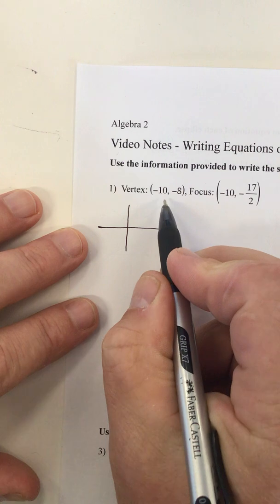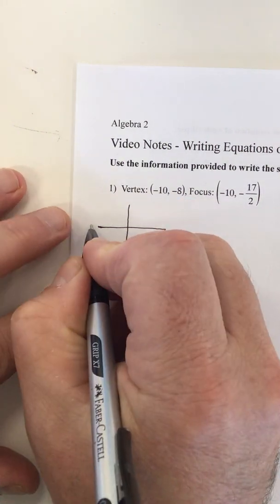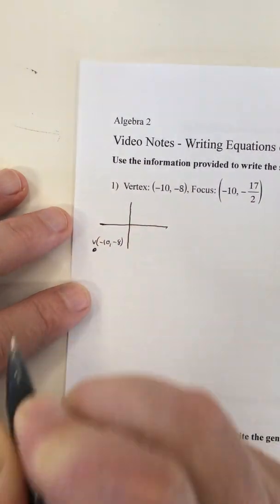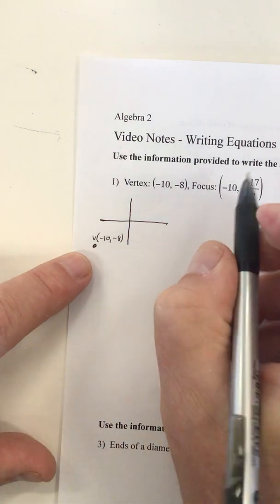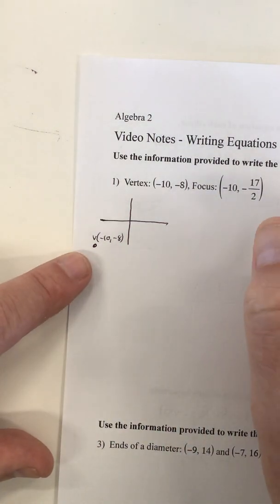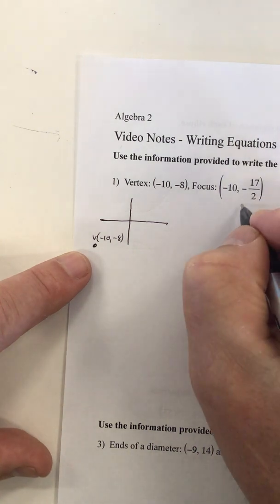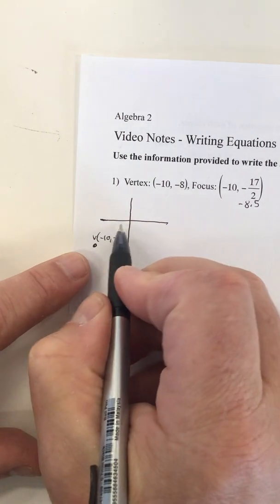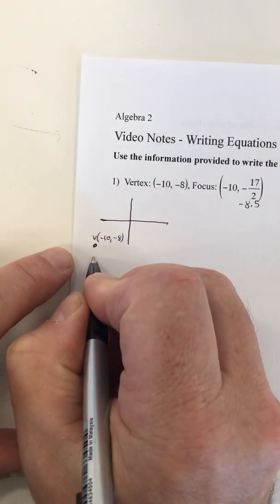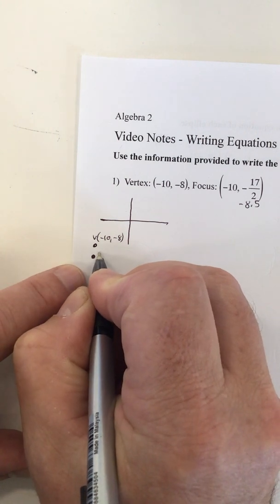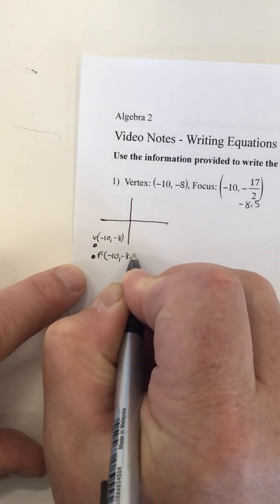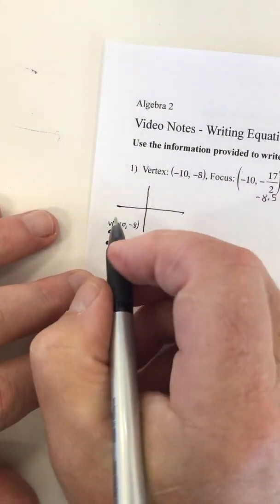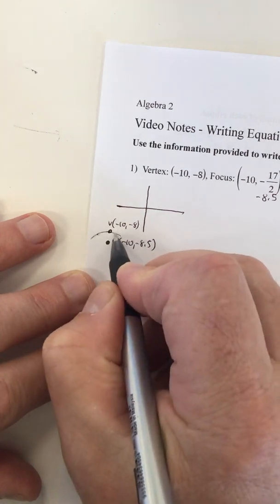It doesn't necessarily have to be to scale, but here's the vertex at -10, so way over here, and -8, somewhere right there. There's the vertex at -10, -8. And then the focus is at -10, what is that, -8.5? So it's down a little bit, so I'll exaggerate. So there's my focus point at -10, -8.5. The focus is always on the inside of the curve, so that must mean it's looking something like this.